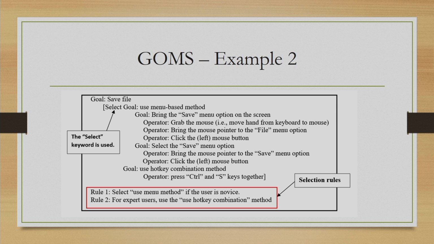The hierarchy is similar. So, we have a top level goal, that is save file. Under this hierarchy there are sub hierarchies which refer to the sub goals. One sub goal is use menu based method, other sub goal is use hotkey combination method. Now, under the menu based method there can be further sub goals like bring the save menu option on the screen and select the save menu option. Under the hotkey combination method there need not be any further sub goal, we can define the operator directly.